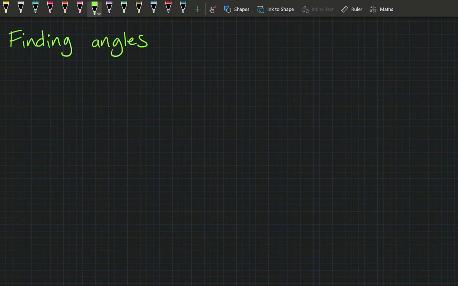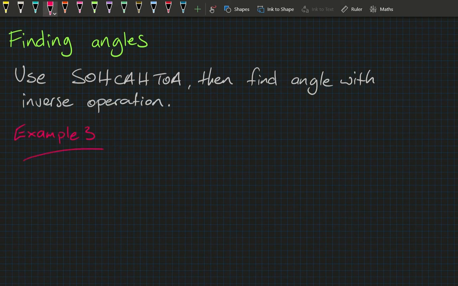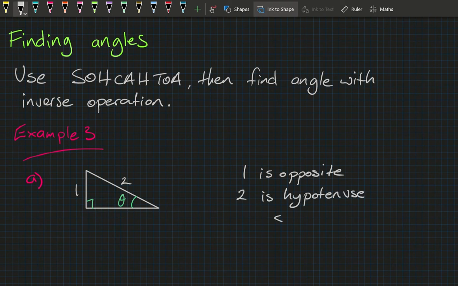All right, let's get on to the next section where we can start with some examples. When finding angles, all we're going to do is use SOHCAHTOA and then we'll find the angle with the inverse operation. Okay, so let's get stuck into example 3, where in part A we have a right angle triangle that has a hypotenuse of 2 and the opposite side to the angle is 1. So considering this angle theta, 1 is the opposite and 2 is the hypotenuse. Therefore, we're going to use SO. So, no pun intended, sine of theta is equal to 1 over 2.